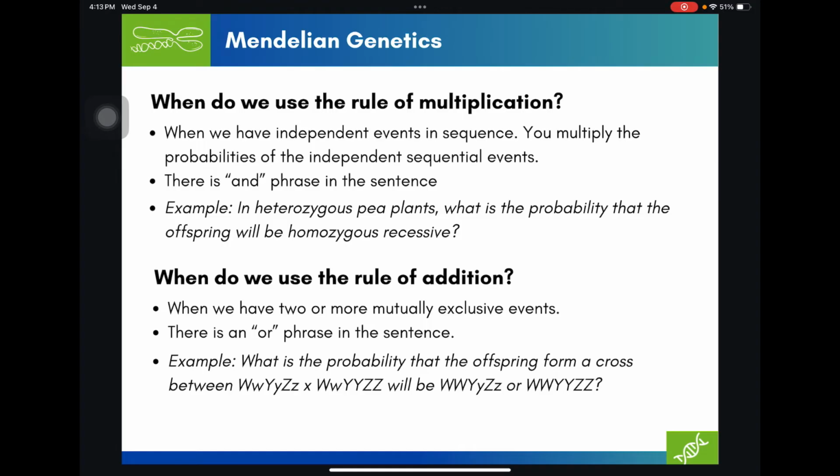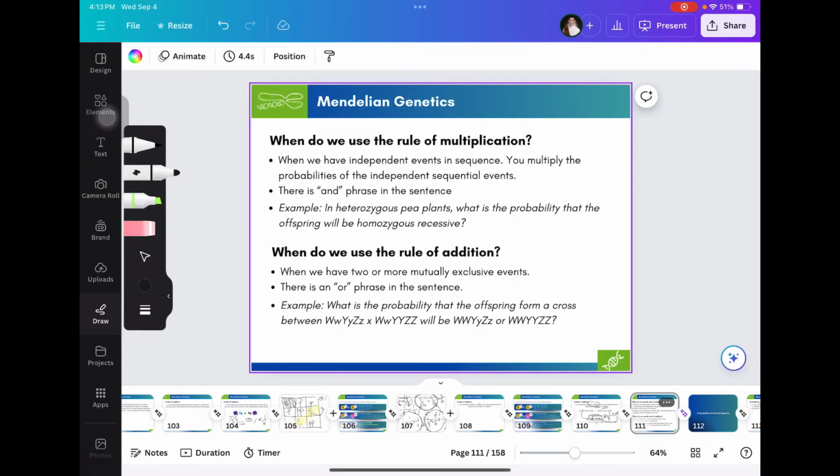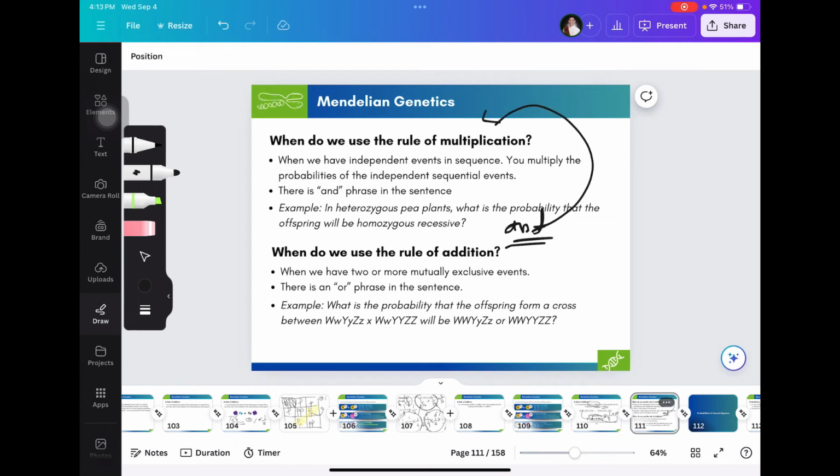So for example, in heterozygous pea plants, what is the probability that the offspring will be homozygous recessive? As we can see in this one, we only have independent events that are separated from one another. But my clue, as I said before, if you see the word "and" in the question, most likely you will have to use the rule of multiplication. For example, what is the probability that the offspring from a cross between parent 1 ABC and parent 2 WYZ will be ABC and ABC? So just watch out for the word "and".